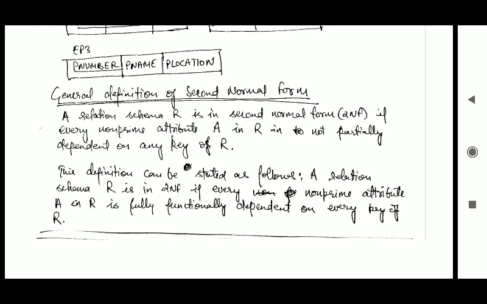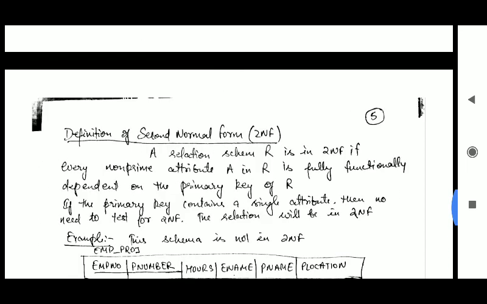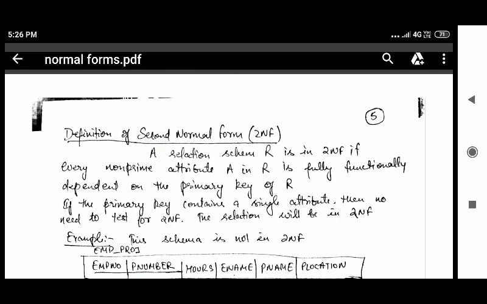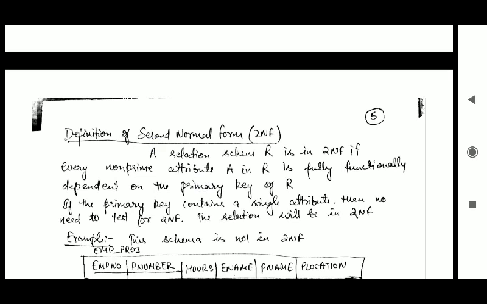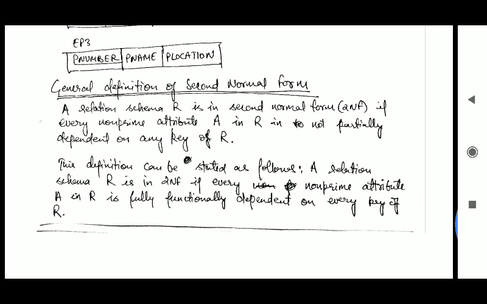Actually, in the general definition of second normal form, we have considered all keys. And in the earlier definition of second normal form, we had considered only the primary key. So in the general definition of second normal form, a relation schema R is in second normal form if every non-prime attribute A in R is fully functionally dependent on every key of R.